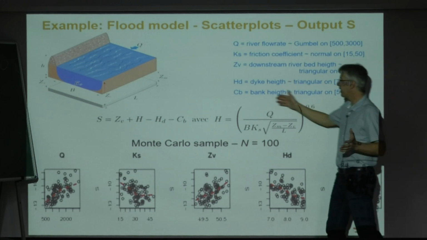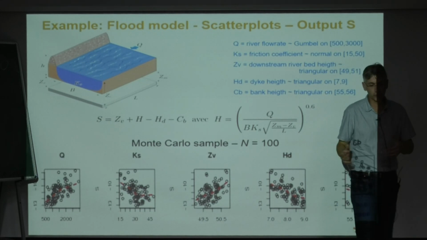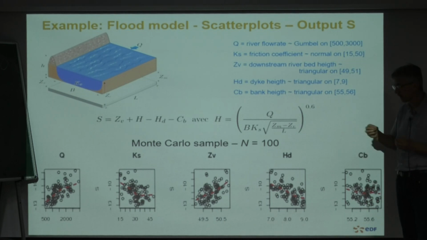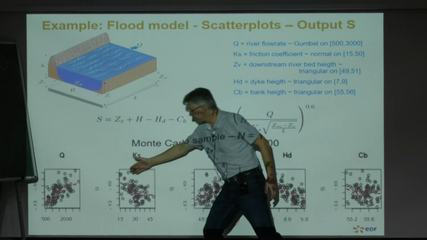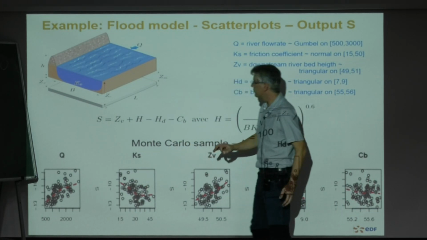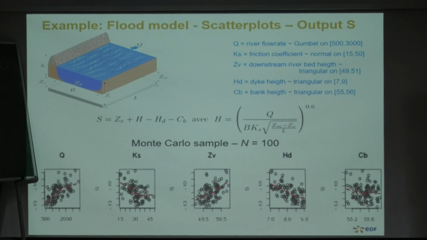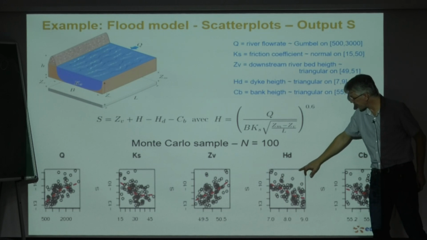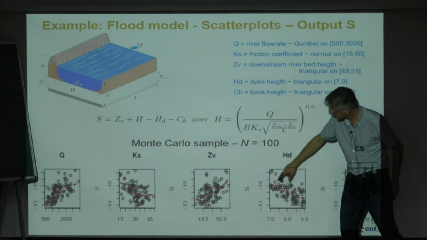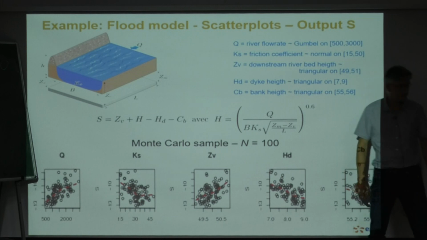In practice, you don't have this formula. It's a complex computer code, so it will be useful to verify this simple thing. The overflow decreases when this coefficient increases. This coefficient is a kind of friction coefficient. This is the height of the dike. So the overflow decreases when the height of the dike increases.